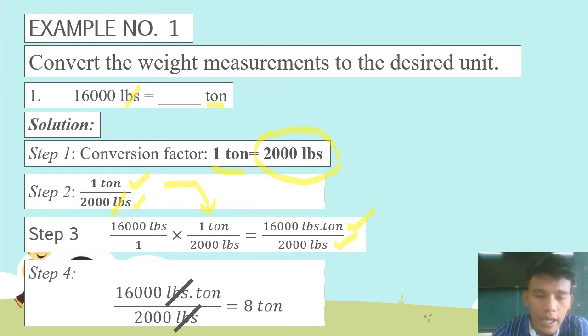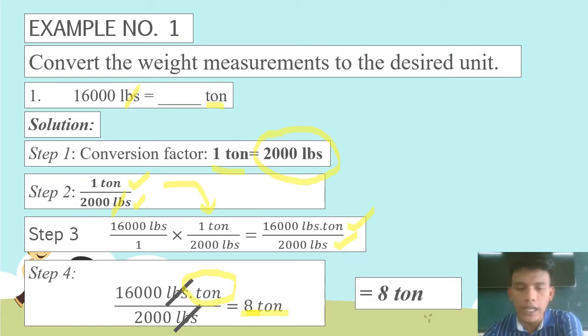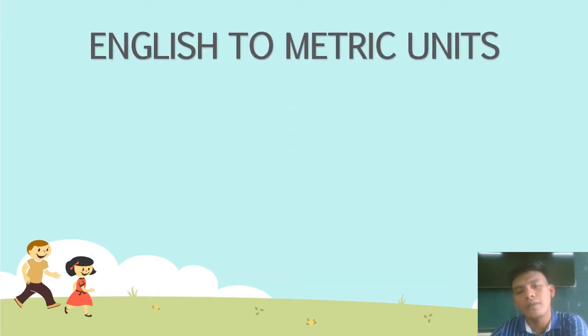Remember, 16,000 divided by 2,000 is 8. And the remaining unit is ton. That's why our final answer is 8 tons. Do you get it? Yes. Let's go on to English to metric units.